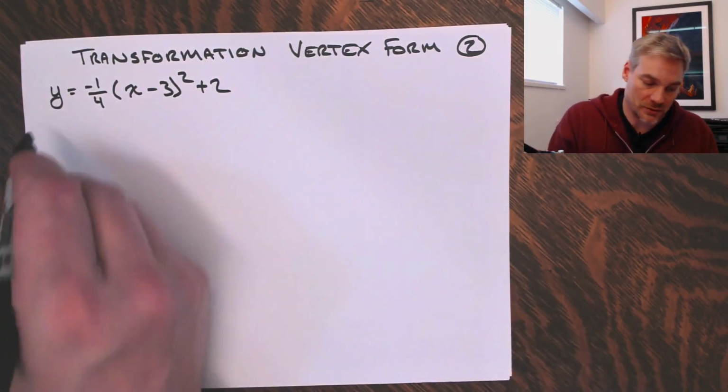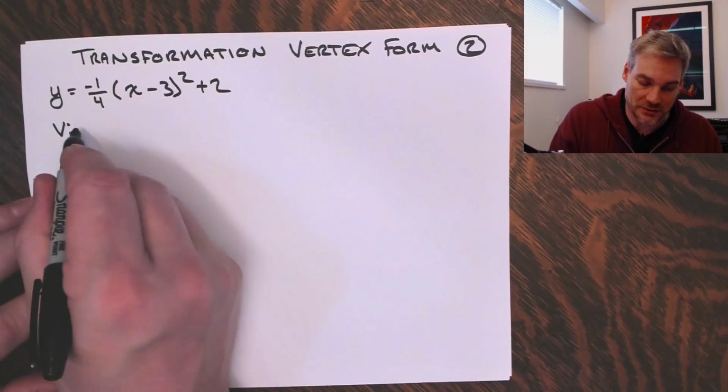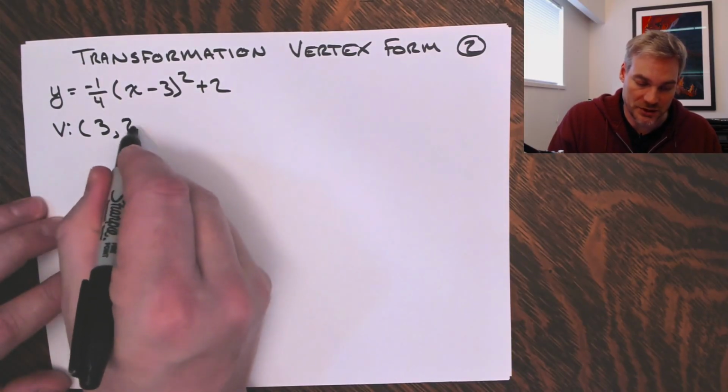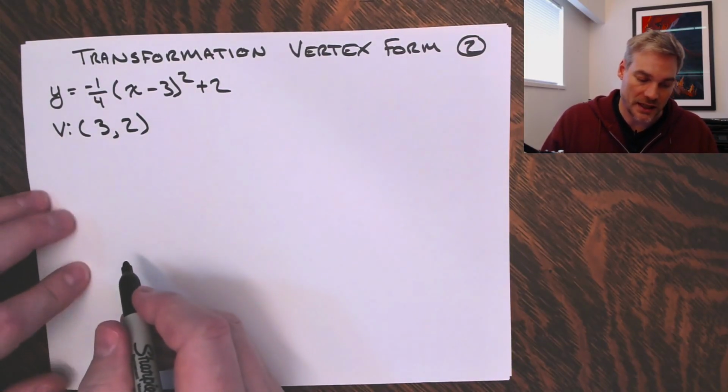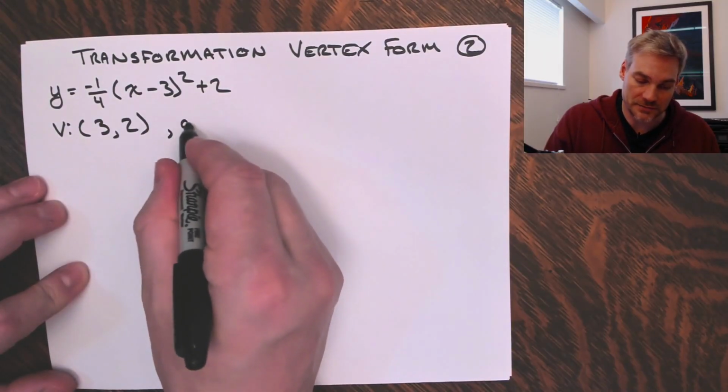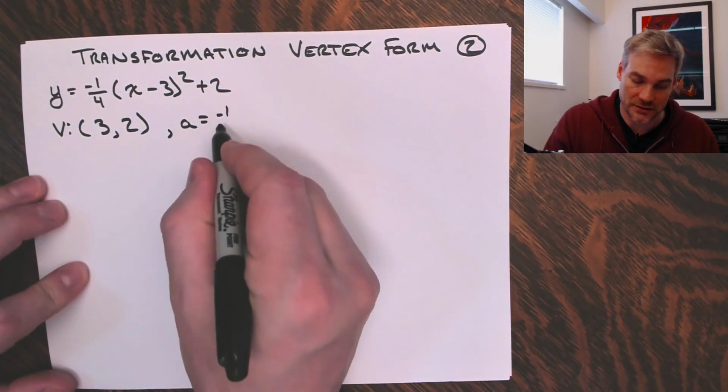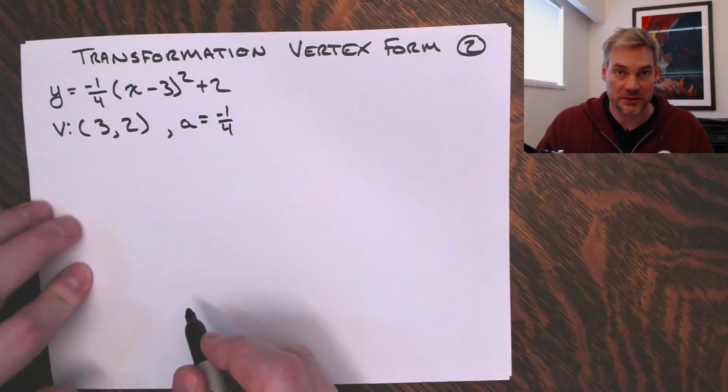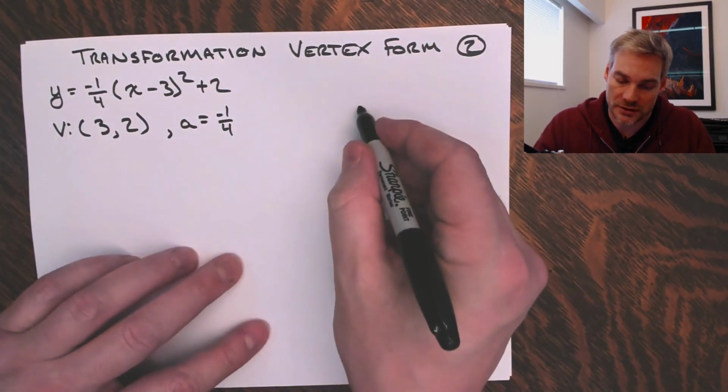So we can write our vertex. We can just read this right off the chart. So it's 3 comma 2. And our a value equals negative 1 quarter. So we know it's going to open downwards. So let's draw our graph here.